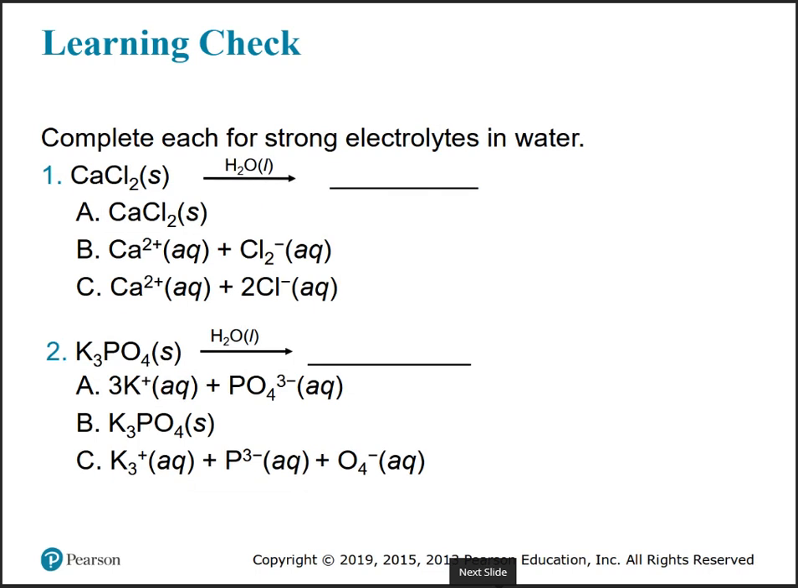So I'll do this first one. It says complete each for strong electrolytes in water. A strong electrolyte, is that going to fully dissociate, partially dissociate, or not dissociate at all? So how does a strong electrolyte work in water? You can put full, part, or doesn't for a strong electrolyte in water. We're talking about how it dissolves. Full, part, doesn't.